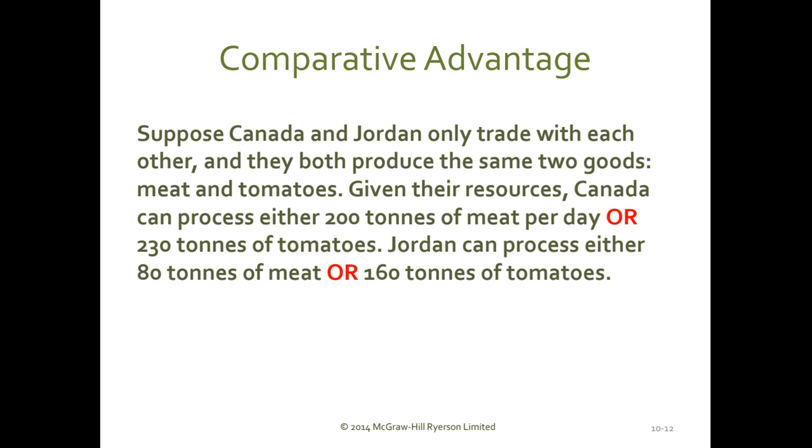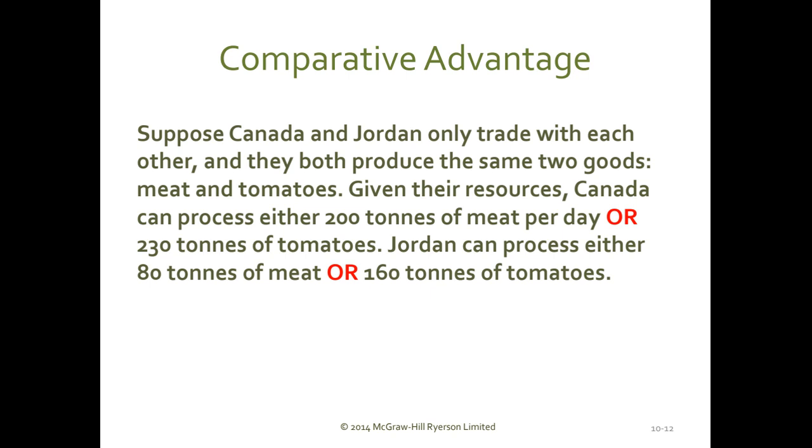understand this question. Suppose Canada and Jordan only trade with each other, and they both produce the same two goods, meat and tomatoes. Given their resources, Canada can process either 200 tons of meat per day or 230 tons of tomatoes. See, I wrote "or" in capital and also in red, so I'm not saying both. In one day, Canada can either produce 200 tons of meat or 230 tons of tomatoes. It's not possible to produce 200 tons of meat and 230 tons of tomatoes at the same time in one day. That's not possible. This is the maximum production. So either of these two.